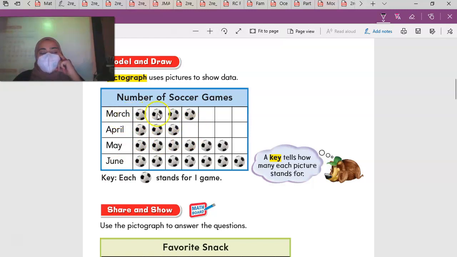How many soccer games did they have in March? 4. Let's write that next to it. So it's just because it's easier for us to read. How many soccer games did they have in April? 3. How many soccer games in May? 6. And how many soccer games in June? 8.